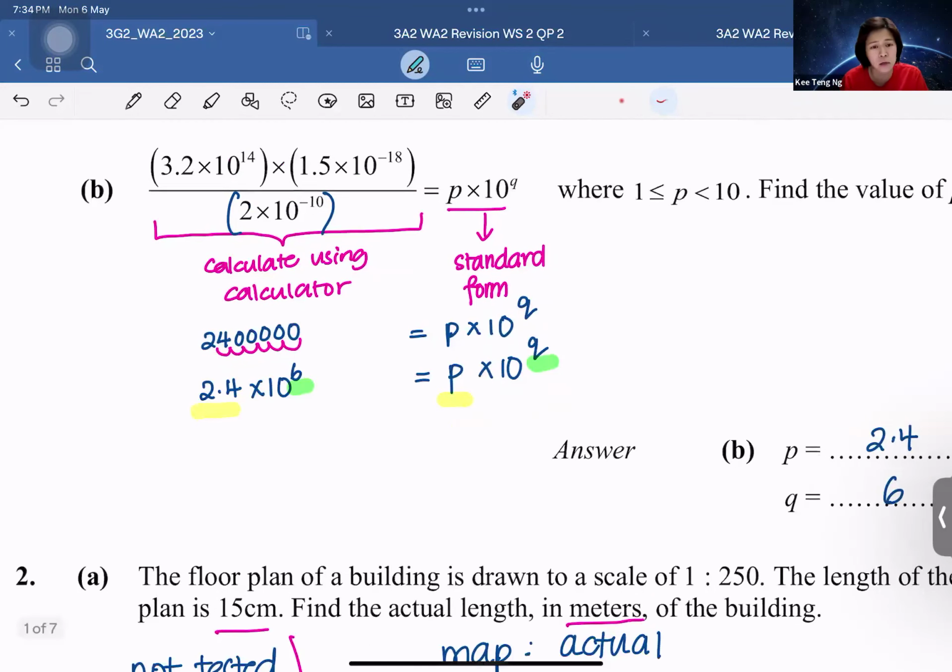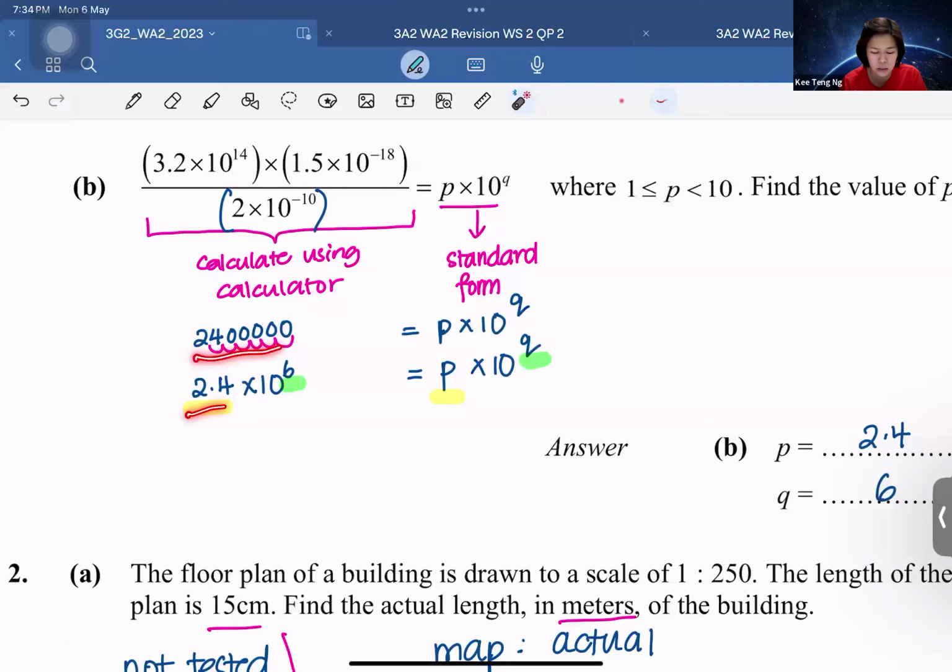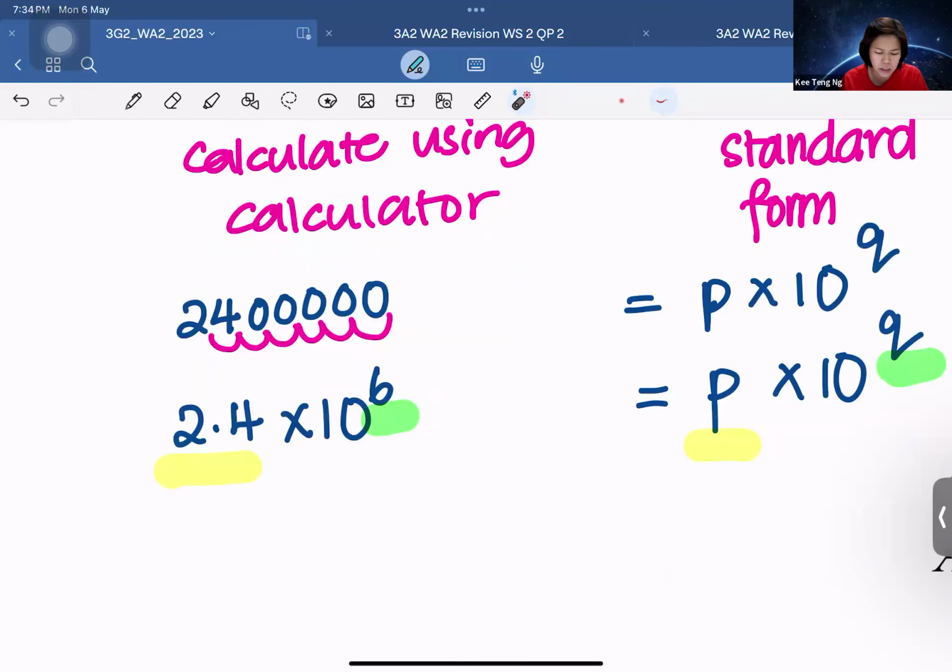So you must put brackets to make sure the calculator knows which one you want. After you calculate using a calculator, you get this answer over here. Then you just need to change it to standard form. What is standard form? Standard form, the number must be smaller than 10, bigger than 1. So in this case, I have to put my decimal place at 2.4 over here. So smaller than 10, bigger than 1.